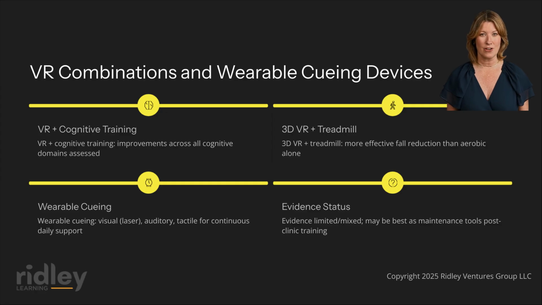Combining virtual reality with other rehabilitation approaches may enhance effectiveness. Telerehabilitation combined with non-immersive virtual reality and cognitive training demonstrated improvements across all cognitive domains assessed in a randomized clinical study, including Montreal Cognitive Assessment, executive function, attention, and visuospatial skills. Virtual reality environments can also incorporate external cueing, with three-dimensional virtual reality combined with treadmill walking demonstrating greater effectiveness in reducing falls than aerobic exercise alone. The ability to present visual cues within the virtual environment offers precise control over cueing parameters and enables progression of environmental complexity as patient competence improves.